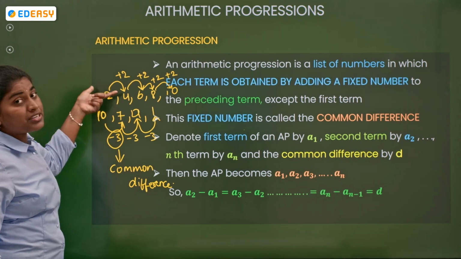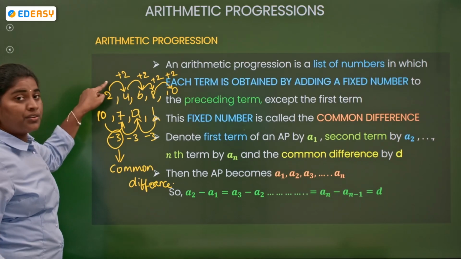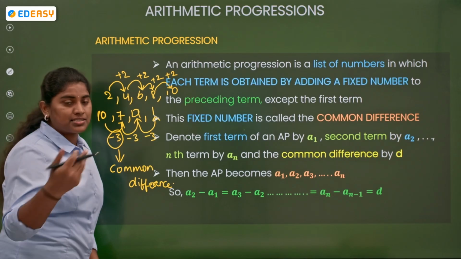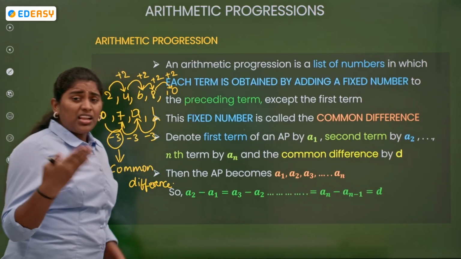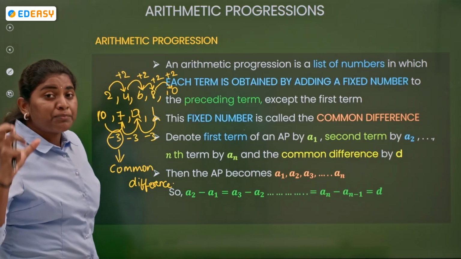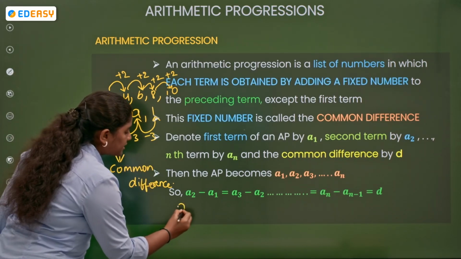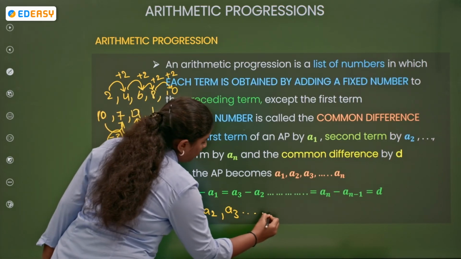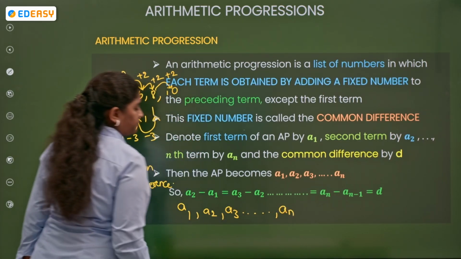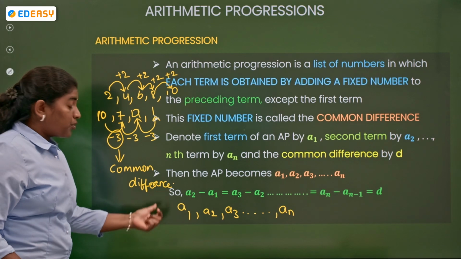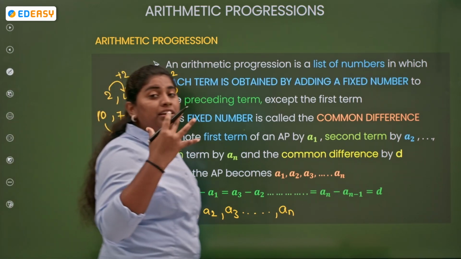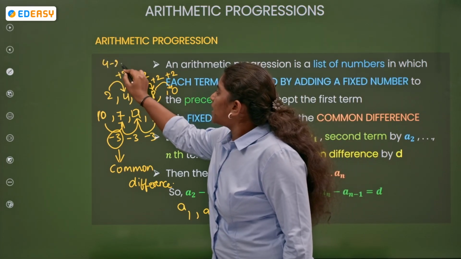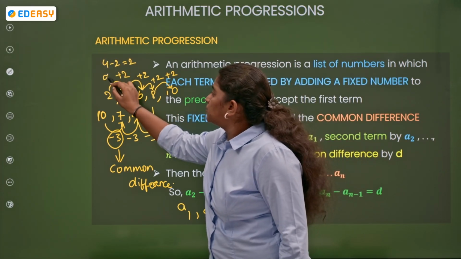Now, what will be the common difference for our first list of numbers? That is 2, which is the number we are adding to every value in order to get the successive terms. Now, how can we represent our arithmetic progression? The first term is represented by A1, the second term by A2, A3, and so on up to AN. Now, how can we find the common difference between them? How am I getting the 2? From the 4, if I subtract 2, I get 2, right?